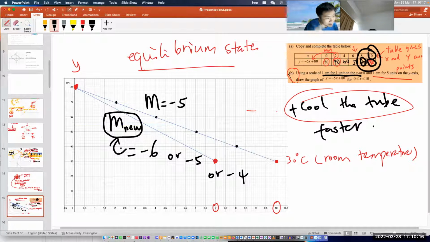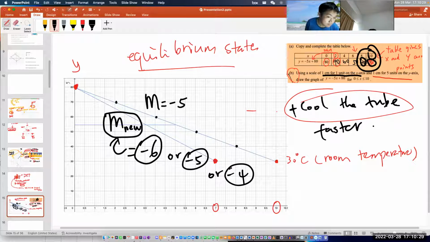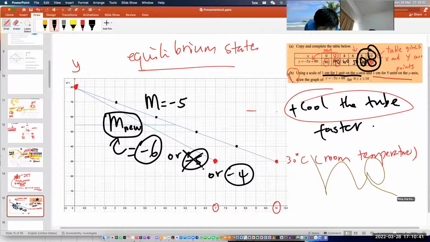So what do you think? Make a guess. Your new gradient for this new line, do you think is -6, -5 or -4? Without doing any calculation. I don't think it's going to be the same, right? The gradient shouldn't be the same, right? Okay, if the gradient is the same, what is going to happen? If you have the same gradient, the line will look like what?